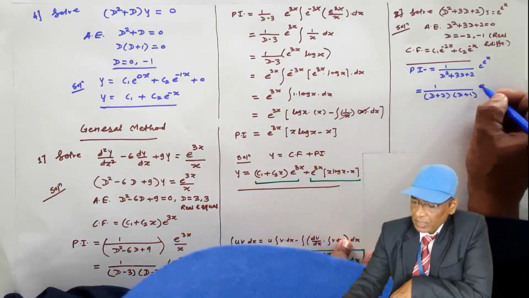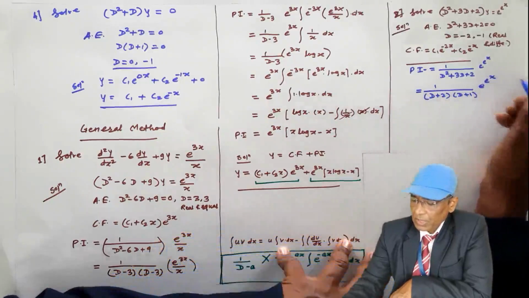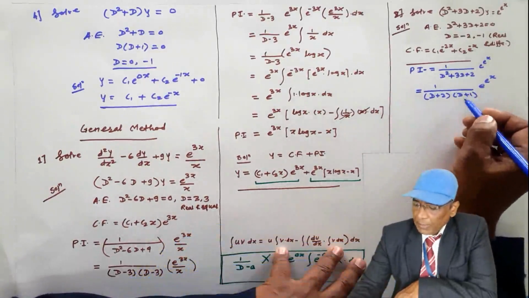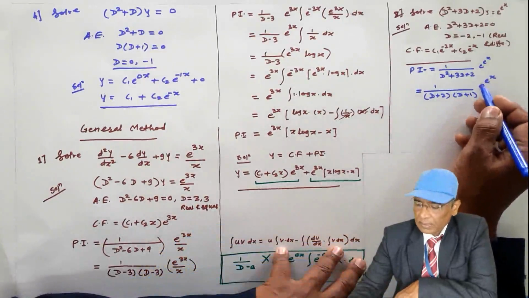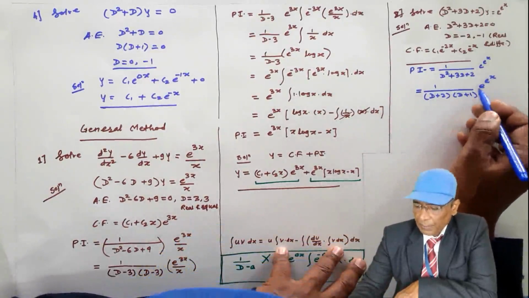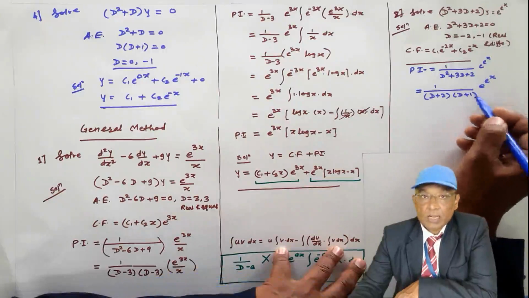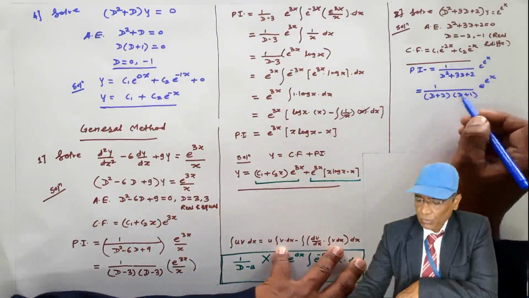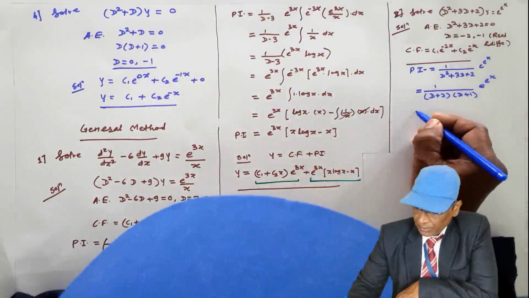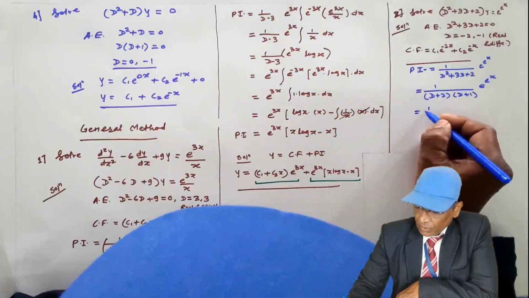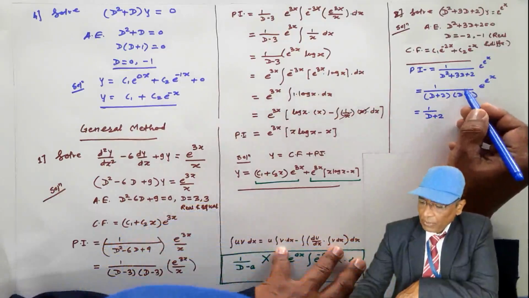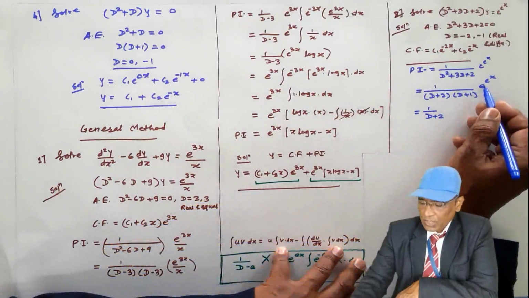We have factorized it. The function is e to the power x. Now, operate the 1 by D plus 1 operator on this capital X, and the resulting thing will be operated by 1 by D plus 2. You have to operate the operators one by one in the general method. So I am operating 1 by D plus 1 on this function.